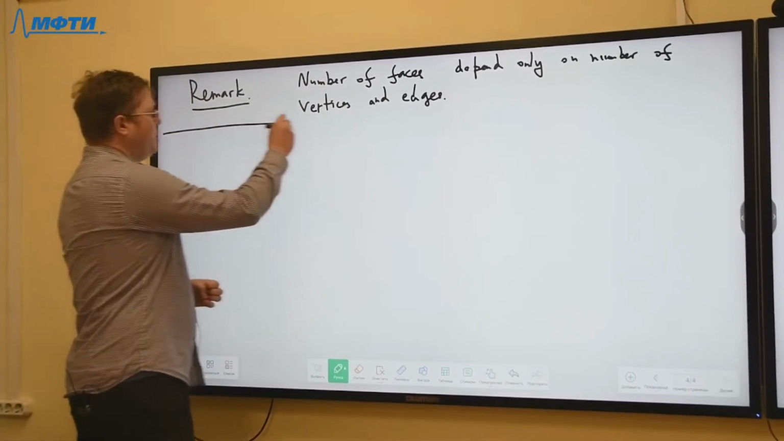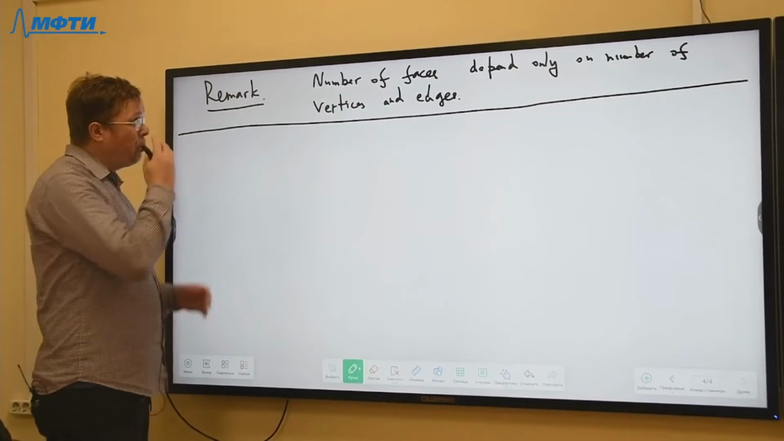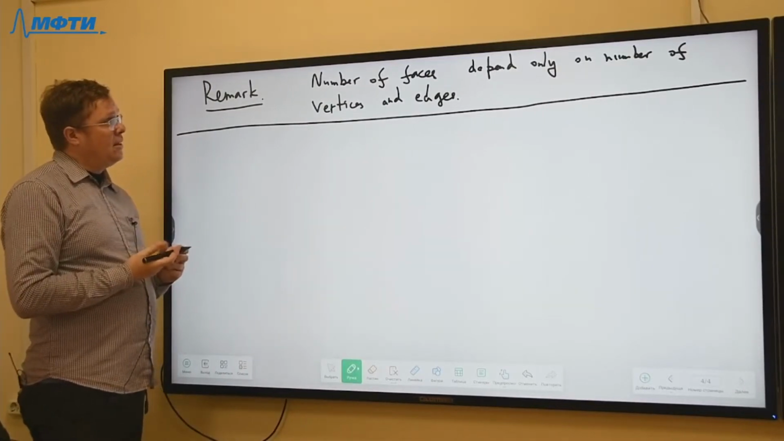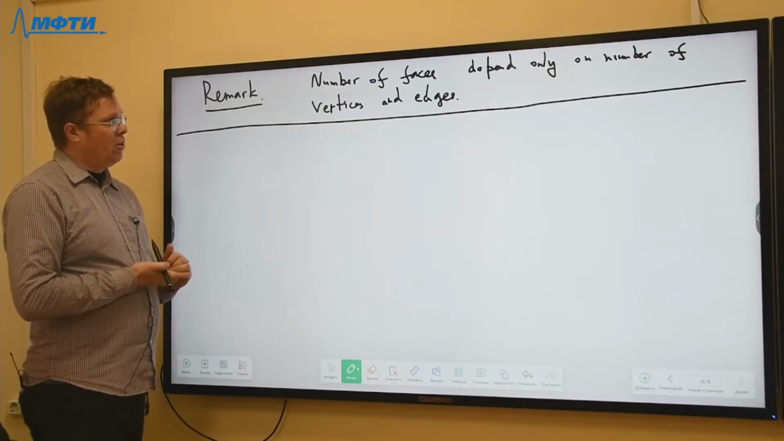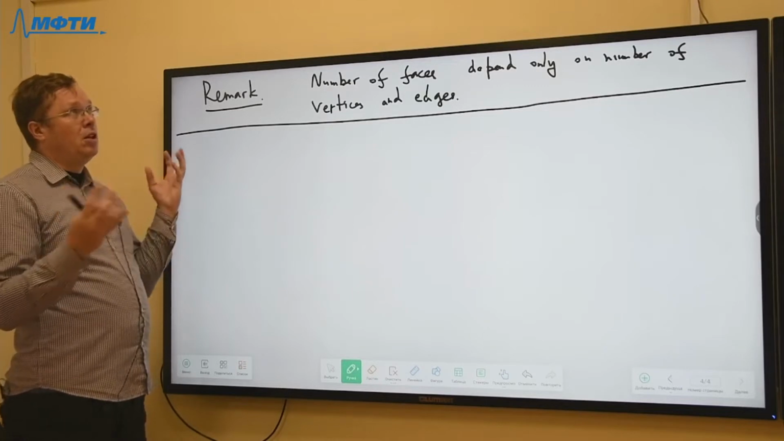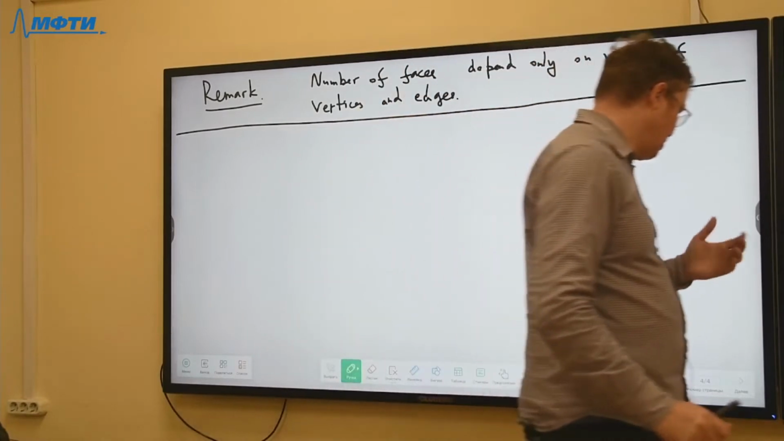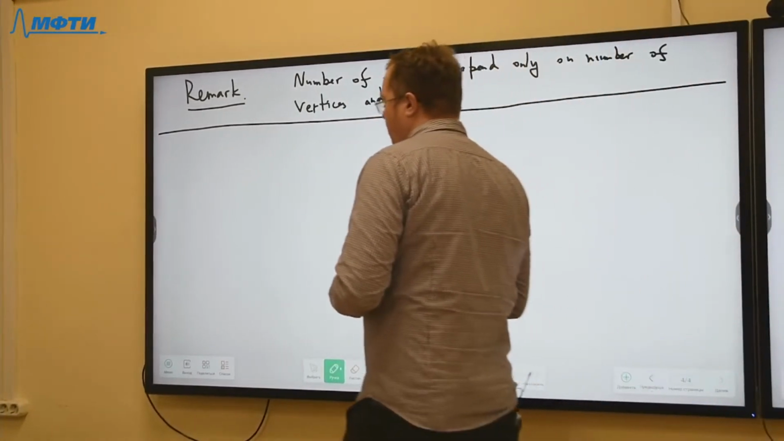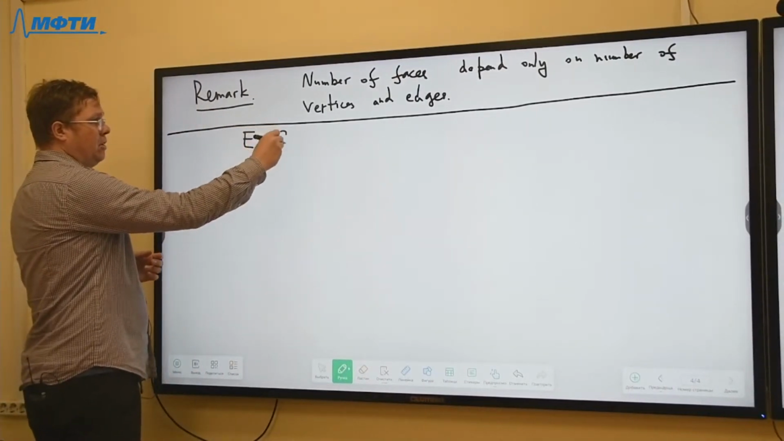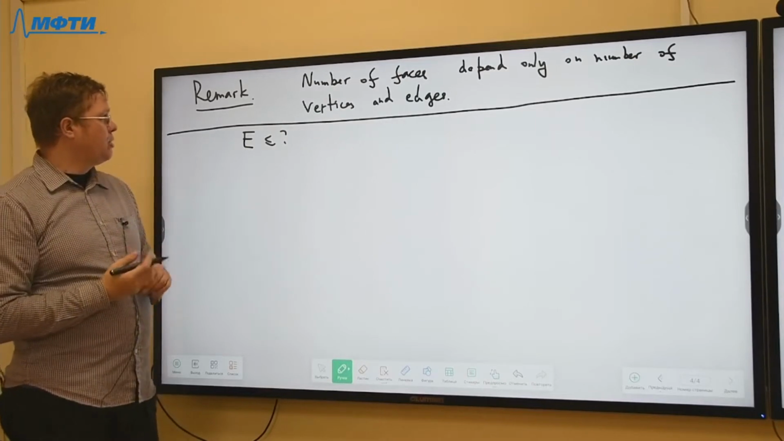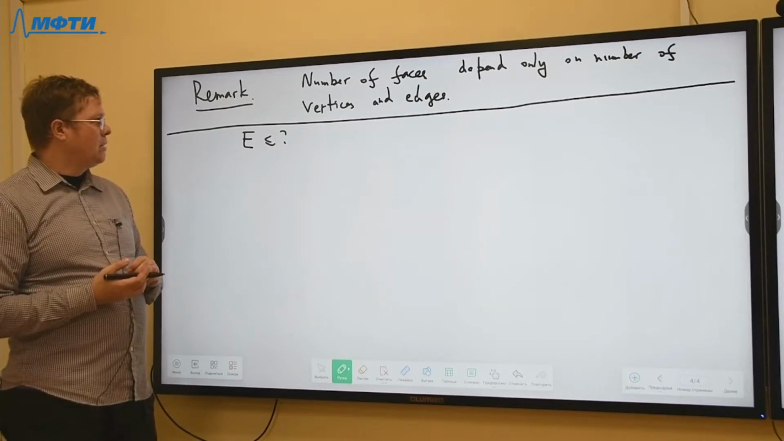Okay, so how can we use this technique to prove that some graph is not planar? If we have some restrictions on the number of edges, then of course a big amount of edges can prevent us from drawing the graph on the plane. So maybe we have some restrictions here for the number of edges, and this can help us prove that some graphs are not planar.